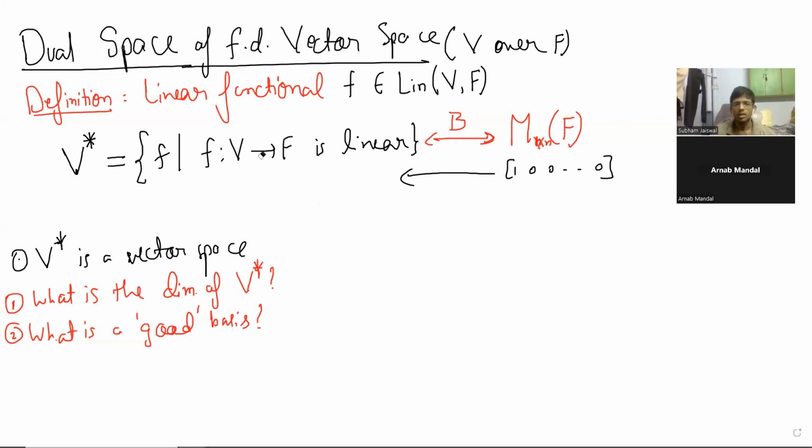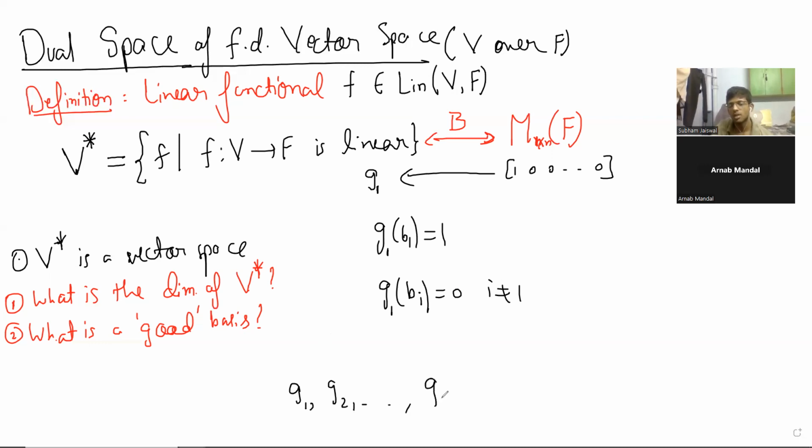Let me write it like this. So what is this function? If it goes to g, then what is g? Well, g is a function which takes b1 to 1 and it takes bi to 0 where i is not equal to 1. You know, right? So these functions are what we are interested in. Let's call this g1. And so you have g1, g2, up to gn. This will be a basis. This is a good basis.